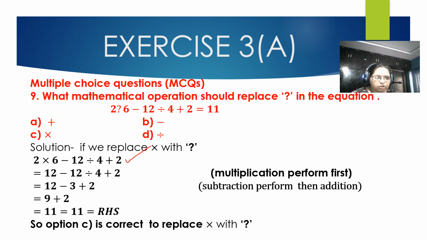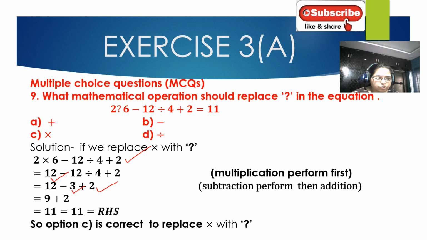Multiplication and division have equal priority, so they are performed from left to right. So first 2 multiplied with 6 will be performed. 2 multiplied with 6 is 12. 12 minus 12 division of 4 plus 2. Then the division operation will be performed. So 12 division of 4 is 3. So we get 12 minus 3 plus 2.